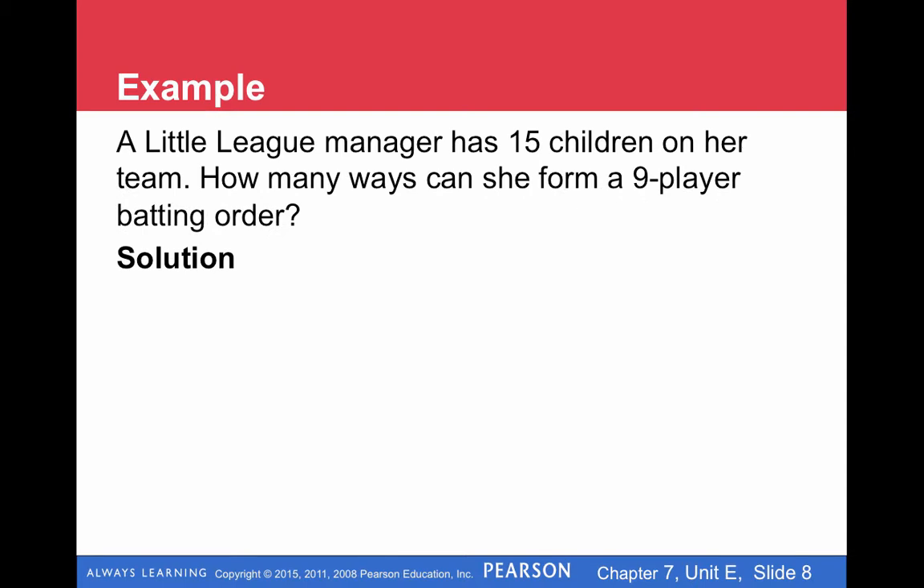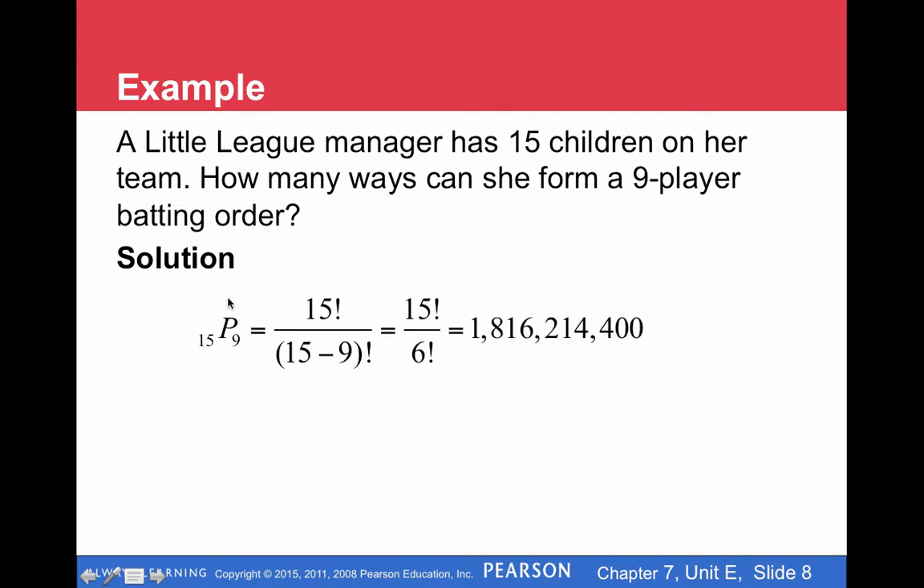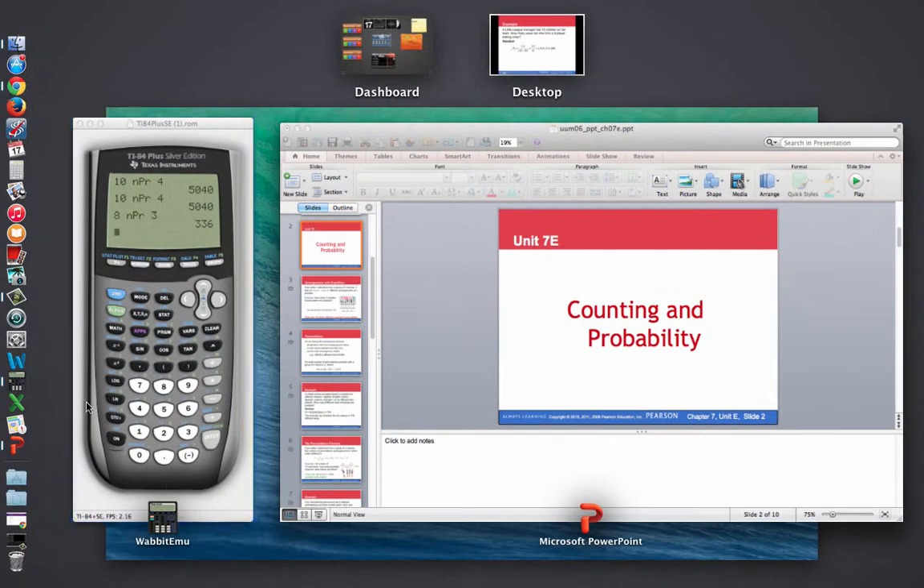Okay, a little league manager has 15 children on her team. How many ways can she form a 9-player batting order? So in baseball, batting order definitely matters. We're not going to select the same person for each spot, so there's no repetition, and we're selecting from the same group of 15 people. So this means we want to do 15 permute 9. We're selecting 9 out of 15 where order matters.